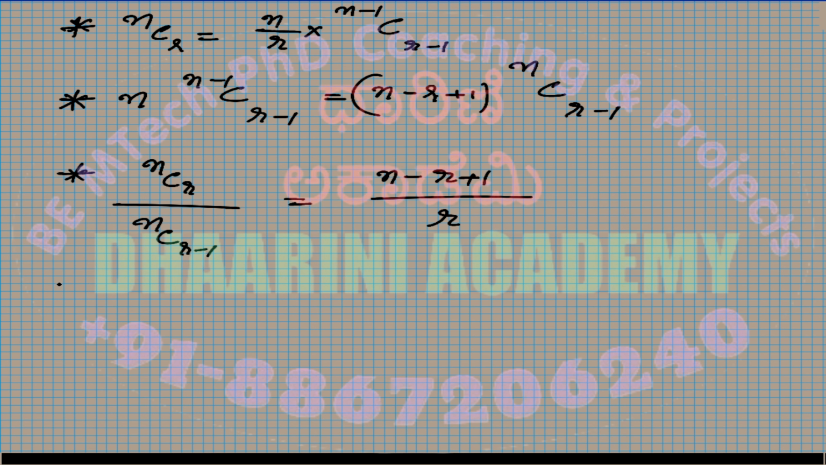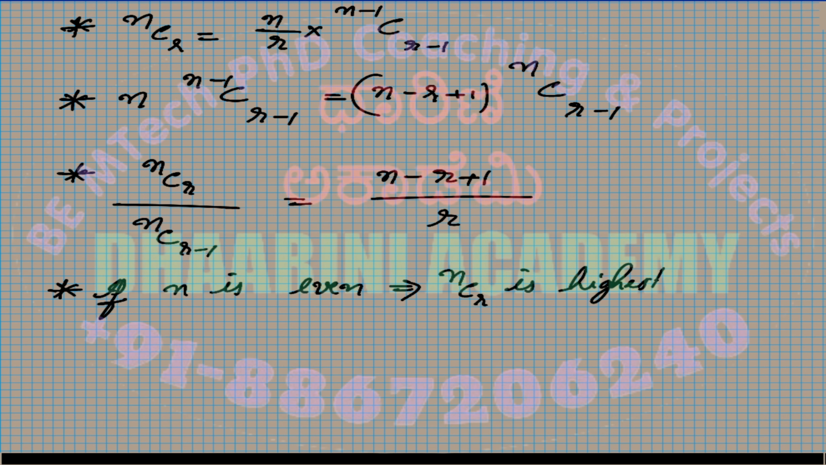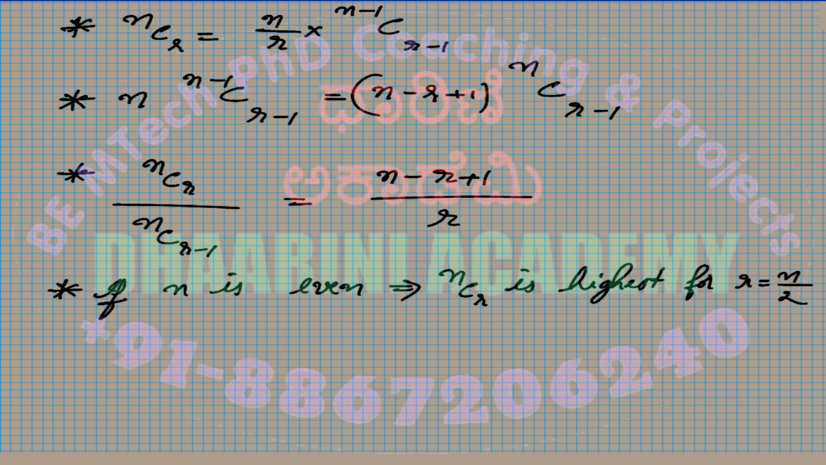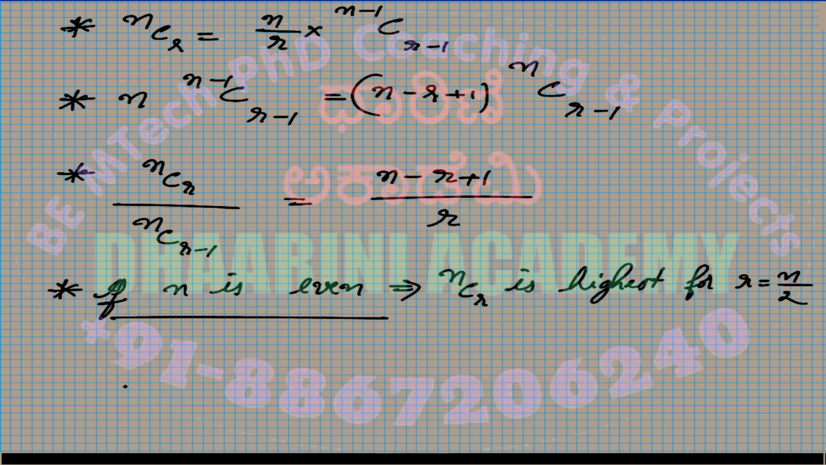Okay, then the next property. If n is even, the value of nCr is highest for r equal to n by 2. Whenever r becomes half of n, nCr gives you the highest value. That's one part of this point. The same point can be extended in this way.